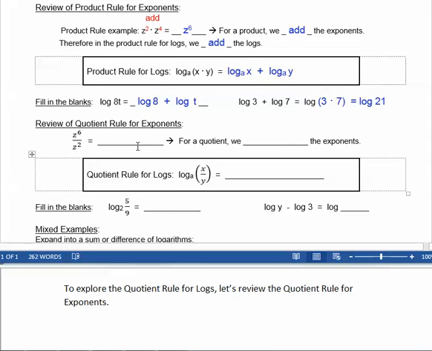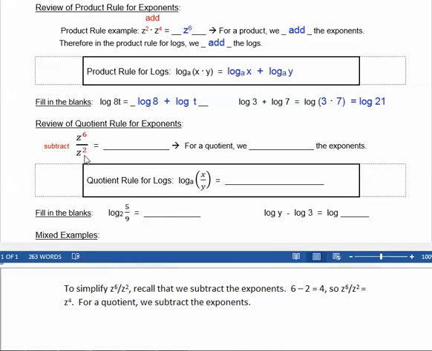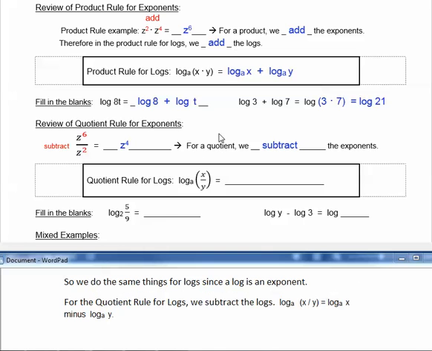To explore the quotient rule for logs, let's review the quotient rule for exponents. To simplify z to the sixth over z squared, recall that we subtract the exponents. So z to the sixth over z squared equals z to the fourth. For a quotient, we subtract the exponents. So we do the same thing for logs, since a log is an exponent. For the quotient rule of logs, we subtract the logs. Log base a of x over y equals log base a of x minus log base a of y.